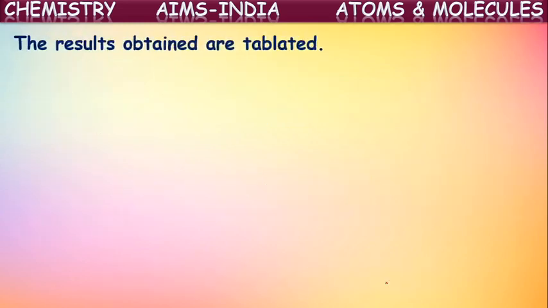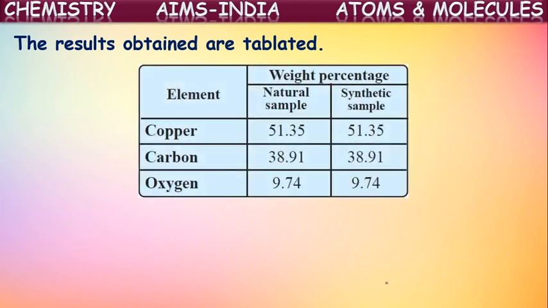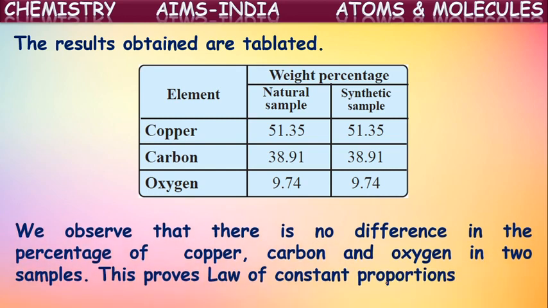The results obtained are tabulated by him. He observed the percentage masses of copper, carbon, and oxygen in the samples collected from two different sources. Interestingly, the percentages of these three elements are the same in both samples. Even though they are collected from two different sources, their compositions are the same. So we observe that there is no difference in the percentage of copper, carbon, and oxygen in the two samples. So this proves the law of constant proportions.